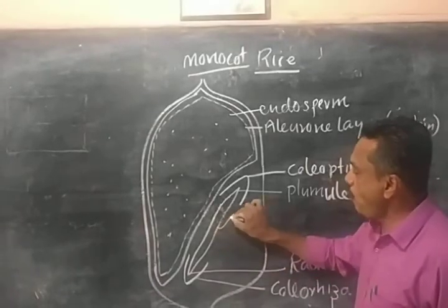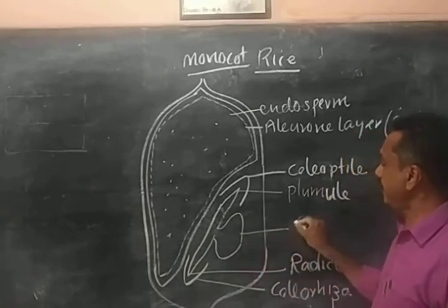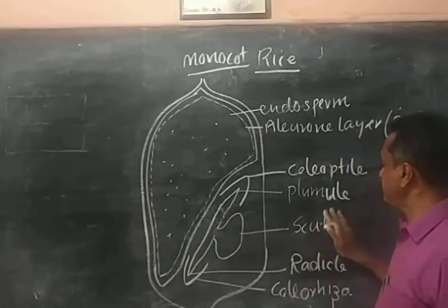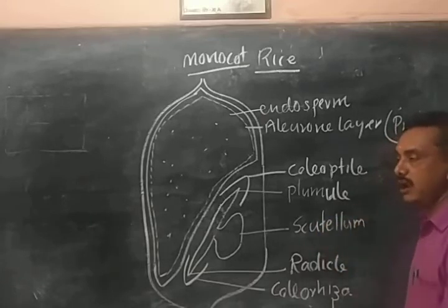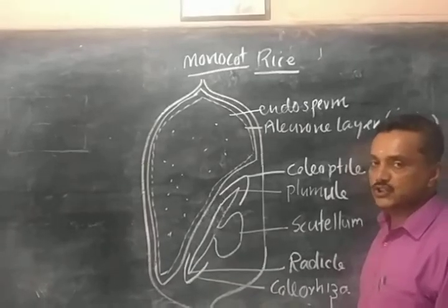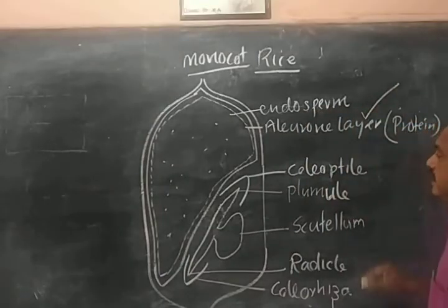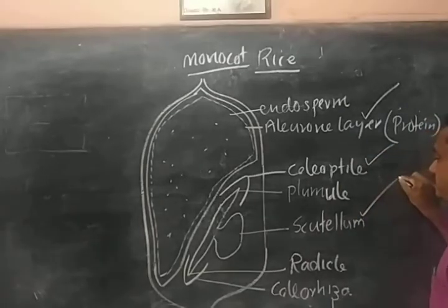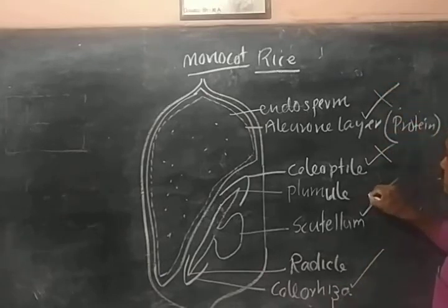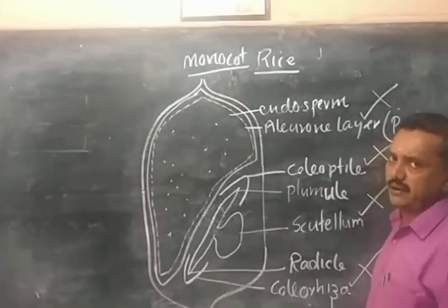Monocots have only one cotyledon. The single cotyledon of a monocot is called the scutellum. So you have to remember: the protein covering is called the aleurone layer, the plumule is covered by the coleoptile, the single cotyledon is called the scutellum, and the covering of the radicle is called the coleorhiza. These four markings are very important for the examination.